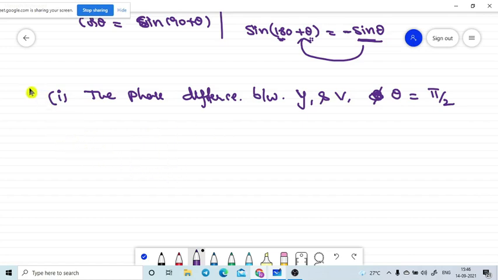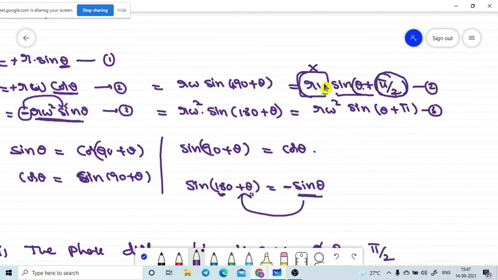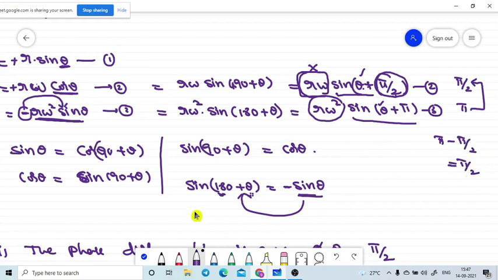Now I am going to concentrate on the velocity and acceleration. Will you please look at these two equations? See, I already told you, don't care about these constants. Just concentrate on the angles. In this one, sin theta is there, but here the angle is pi by 2, here the angle is pi. What is the difference between these two angles? Higher value minus lower value, pi minus pi by 2, that is equal to pi by 2. Pi by 2 angle is the difference.